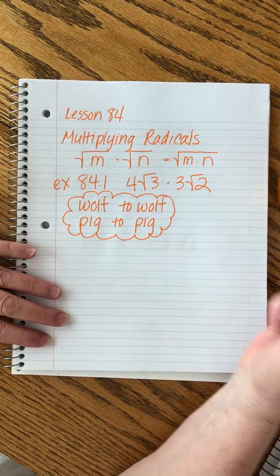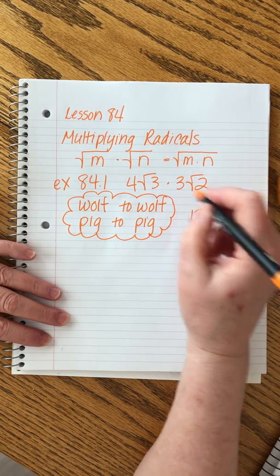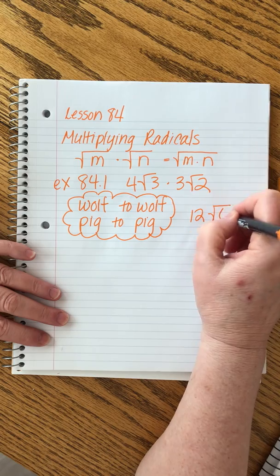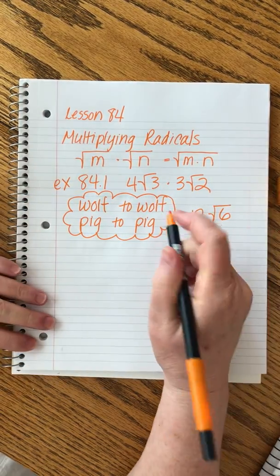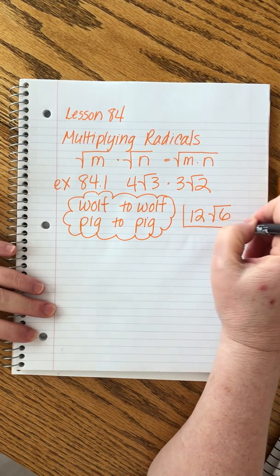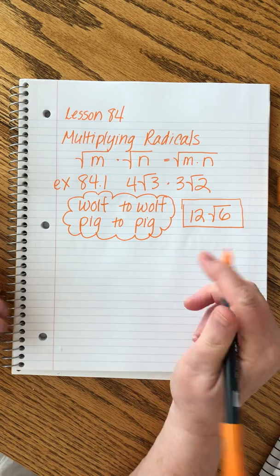You will remember it like this. We multiply the wolves and we get 12. We multiply the pigs and we get 6, right? 4 times 3 is 12. 3 times 2 is 6. This is our final answer. Whoa, it's that easy. Wolf to wolf, pig to pig. Let's try another one.